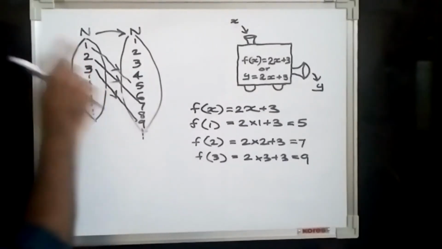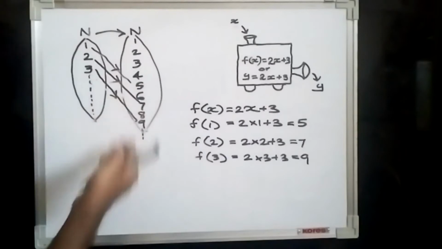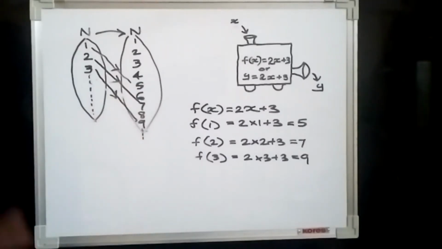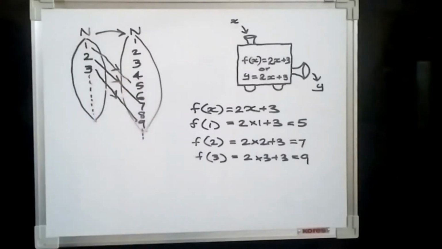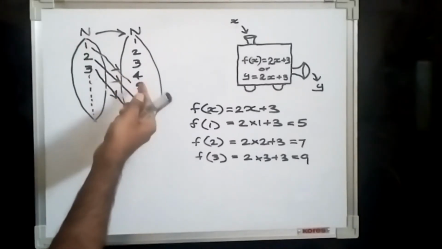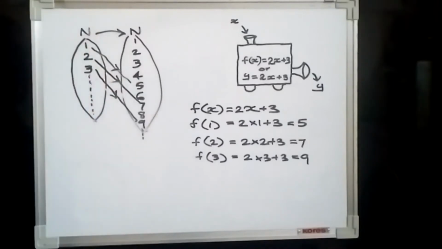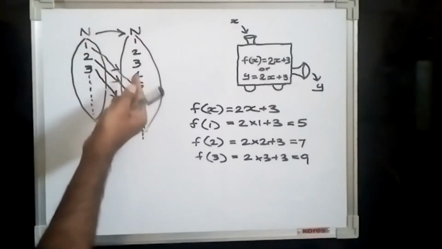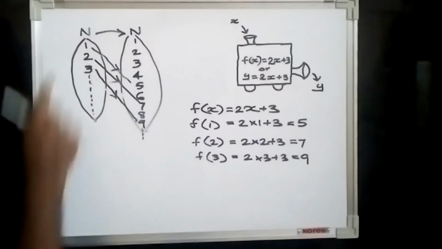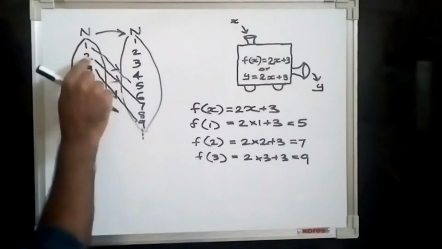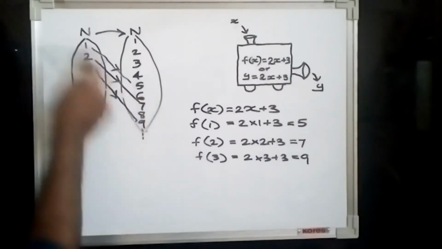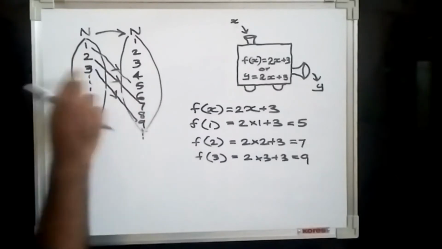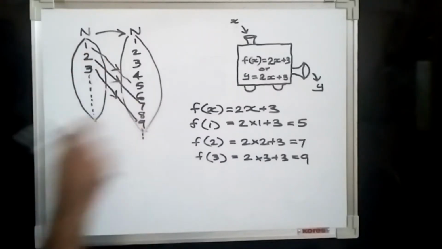When the input is 1, the output is 5. Let us find a reverse relation. If the output is 5, what is the input? When the output is 5, then the input is 1. When the input is 2, the output is 7. And in the reverse order, when the output is 7, the input is 2. And similarly, when the input is 3, the output is 9.